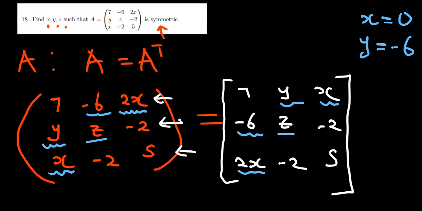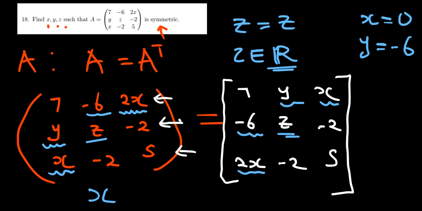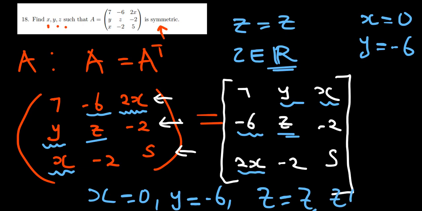So this means that z is equal to z, where z is any number. You can just say z is a member of the real numbers. For this z you can pick any number, because it's in the main diagonal. So our answers are x equals 0, y equals minus 6, and z equals z, where z is a member of the real numbers. Okay, that's all for this question, and then we go to the next one.